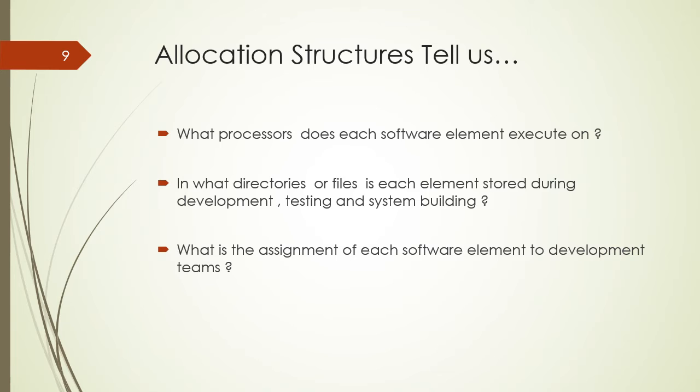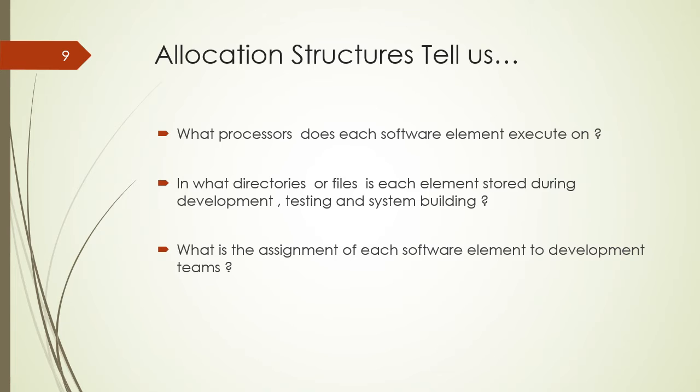Now, the three types of structures, that is module structure, then CNC structure and allocation structure. Module structures are static type of structures which will contain your classes, your objects, your program, that is the coding, etc. That is, they are static type of structures.